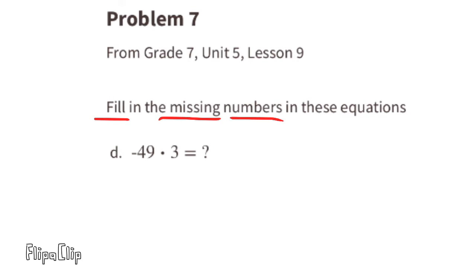Well, that's a negative times a positive, so you know the answer is going to be a negative. And 49 times 3 is 147. So the answer is -147.